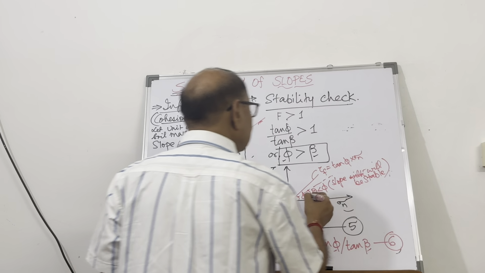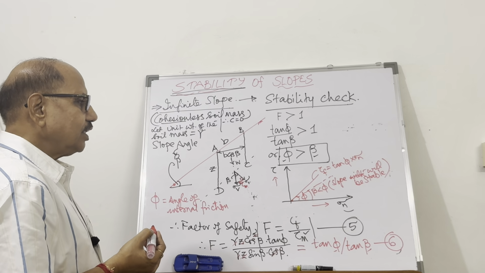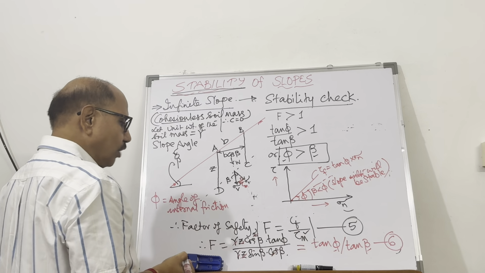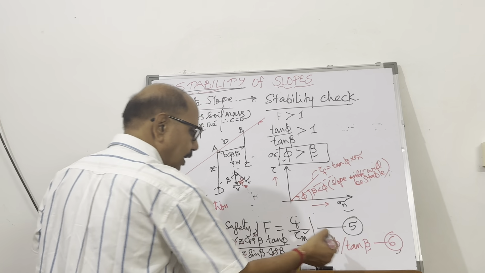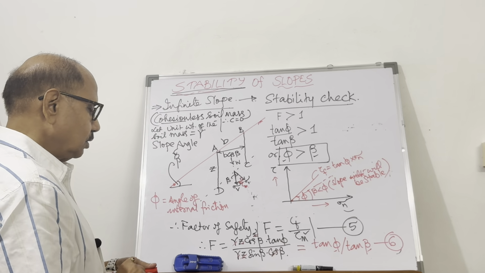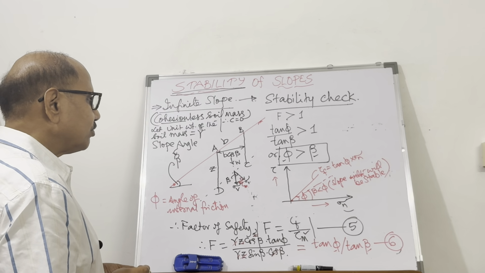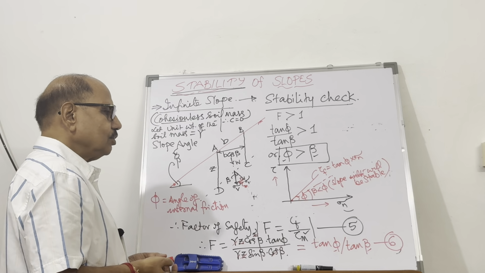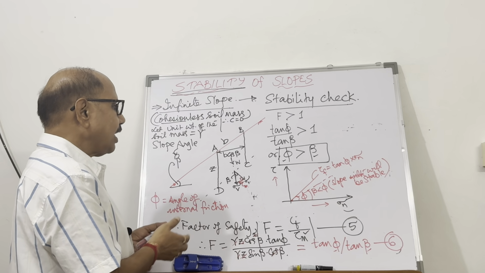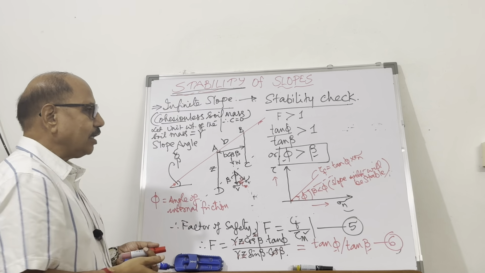The maximum value of beta could be phi, incipient condition. When beta equal to phi, the factor of safety becomes 1, incipient condition. So beta must be less than phi, or phi should be greater than beta. This is a very important conclusion that we have been able to derive. And this is for cohesionless soil mass.